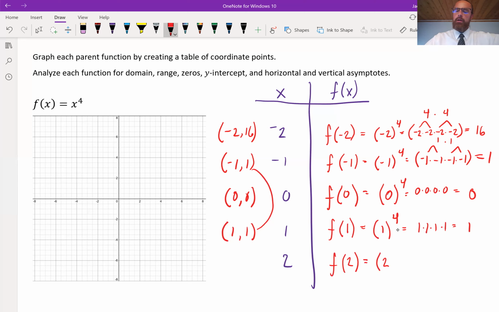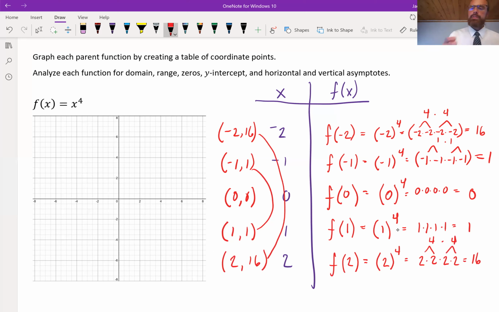Well, let's round this out by calculating f at 2. So that's 2 to the power of 4. And note that when I don't have negative signs, I can let that be out of the parentheses. So that's 4 times 4. If I pair those 2's up, 16. And that, again, shows a self-similarity when I've got a negative or a positive value of a number. -2 gives 16, +2 gives 16.